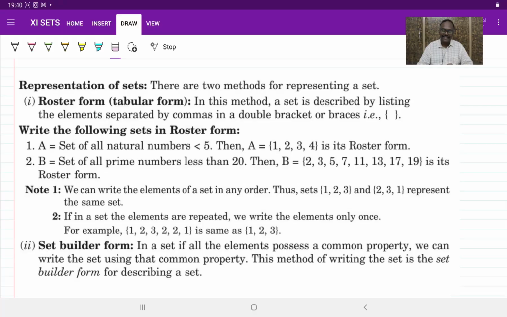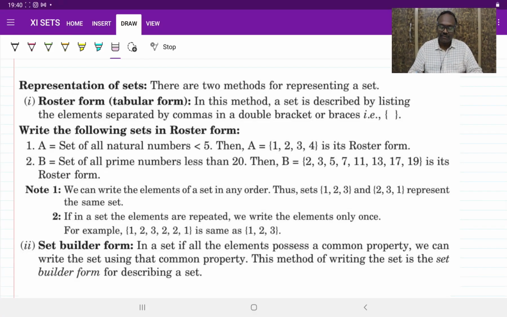I am Satyaprasad. In this session, you will learn the representation of sets in the roster form or tabular form and also in the set builder form. Also in this session, you will learn the different types of sets. Okay. So to begin with, let us see the representation of sets.